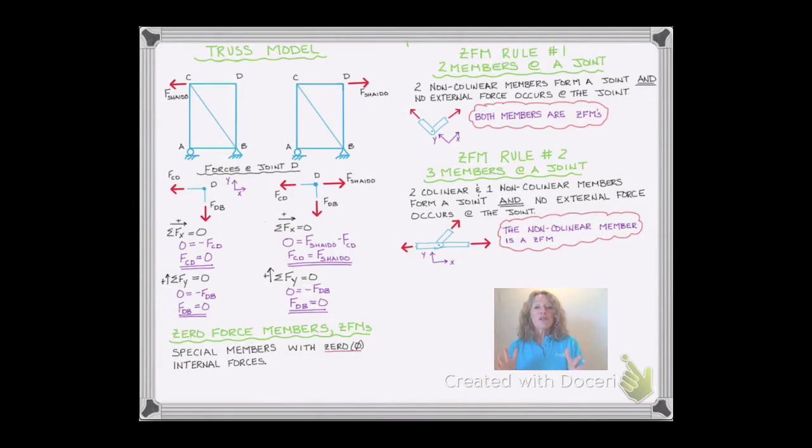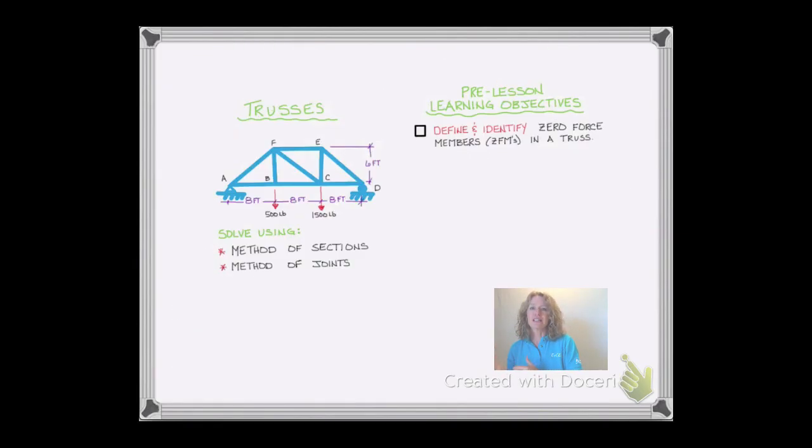And so we're offering you two sets of rules, or two rules, to help guide you in finding zero force members without having to do calculations. And so basically we have defined a zero force member and we've given you the tools to identify, but you still need to practice. And so when you come to class, be prepared to apply these rules so you can practice, so you can feel confident that you can identify zero force members in a truss.